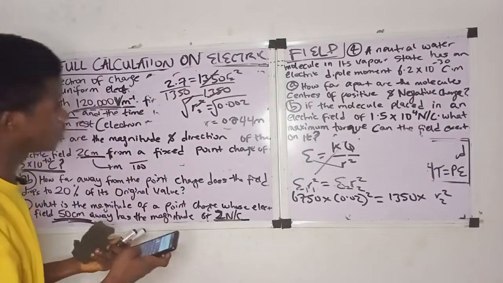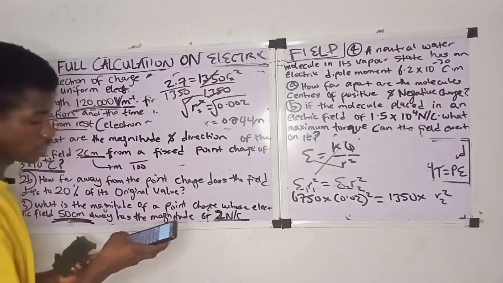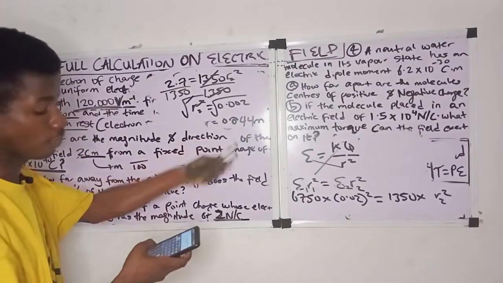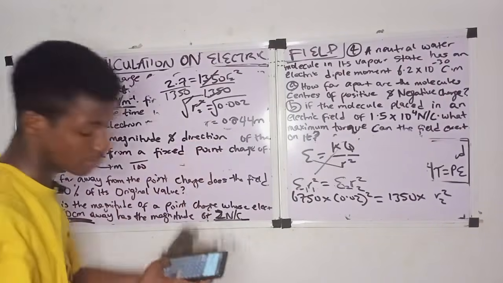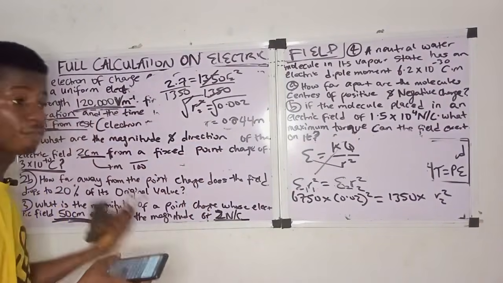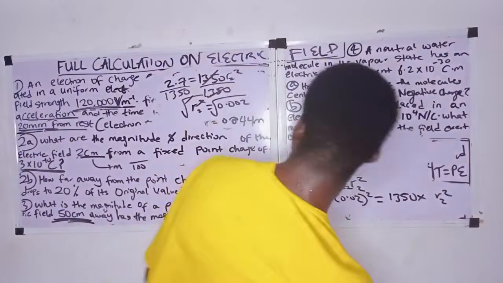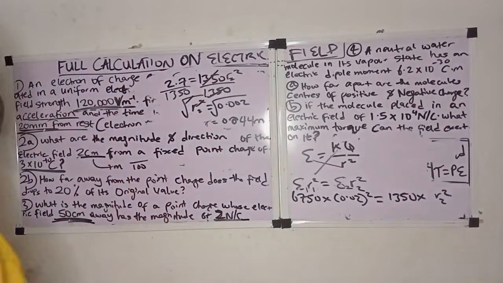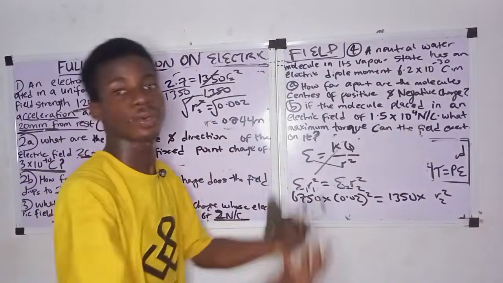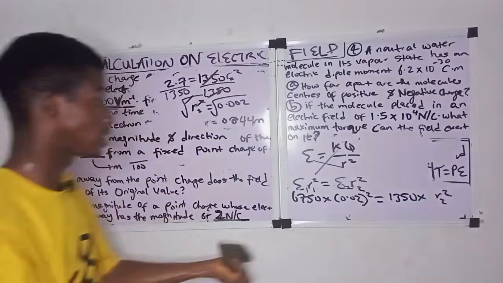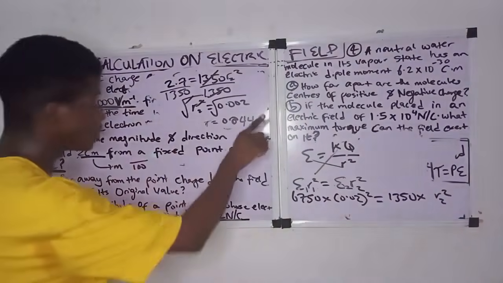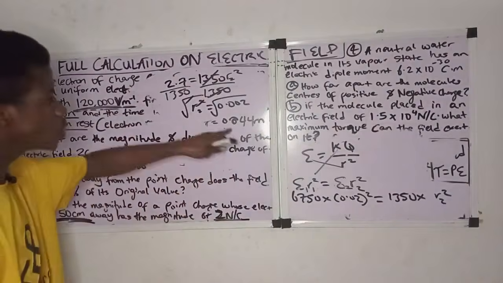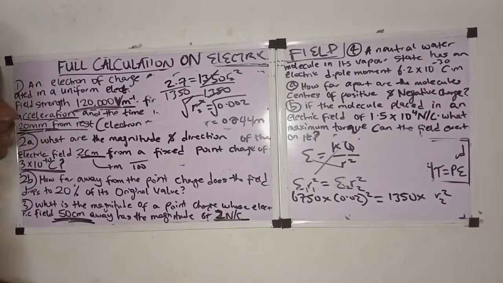Let me do it again. The square root of 0.002 gives us 0.044. Now if we have to convert it to centimeters, we multiply by 100, so our answer will be 4.4 centimeters. It's the same thing, 0.044 meter or 4.4 centimeter, depending on which form your answer is in. If the answer is in centimeters, convert it to centimeters. If your answer is in meters, convert it to meters. So the answer is 0.044 meter. That is just it.